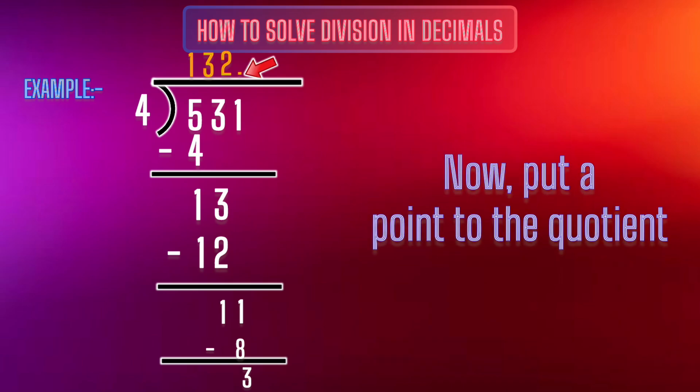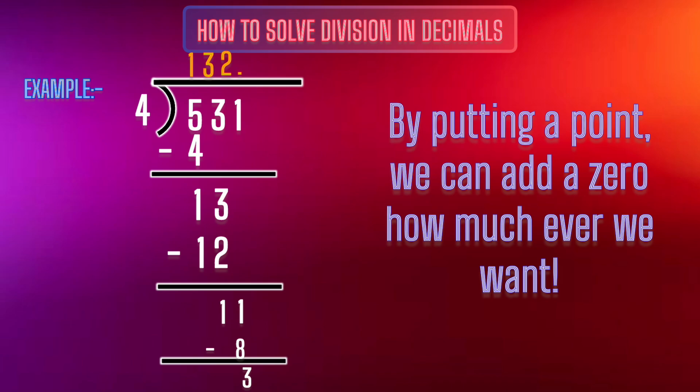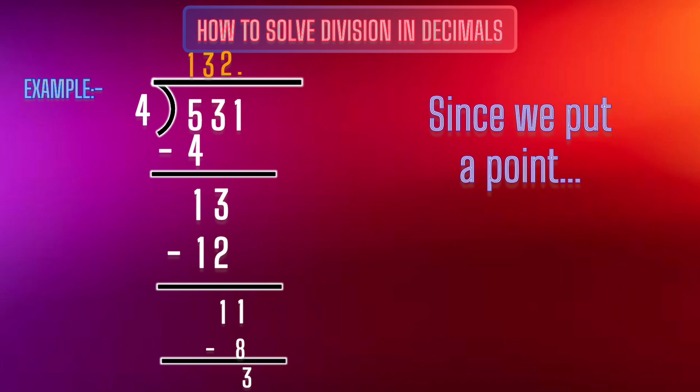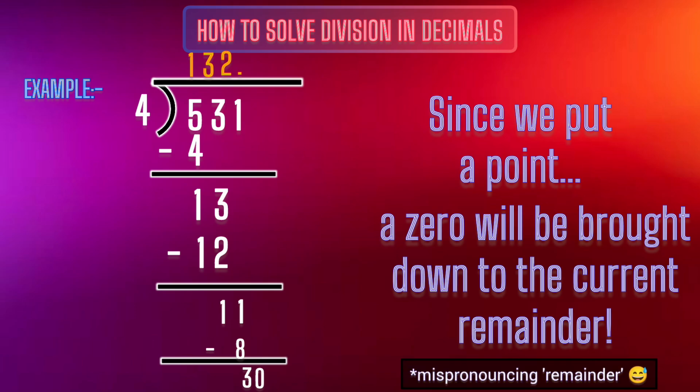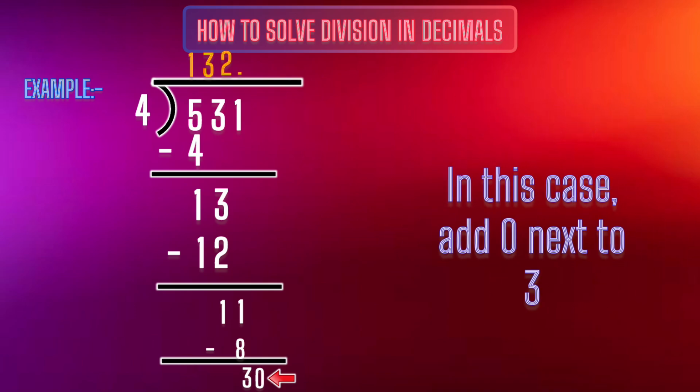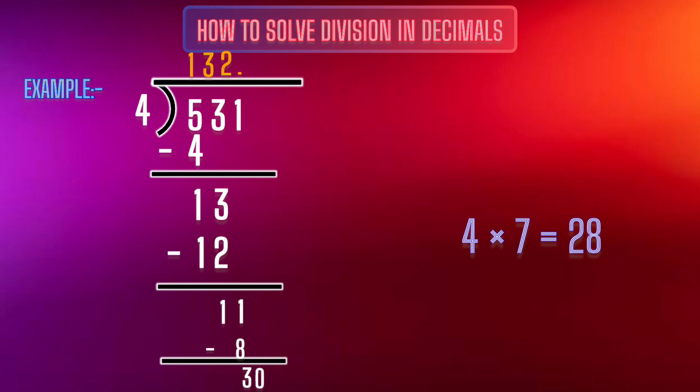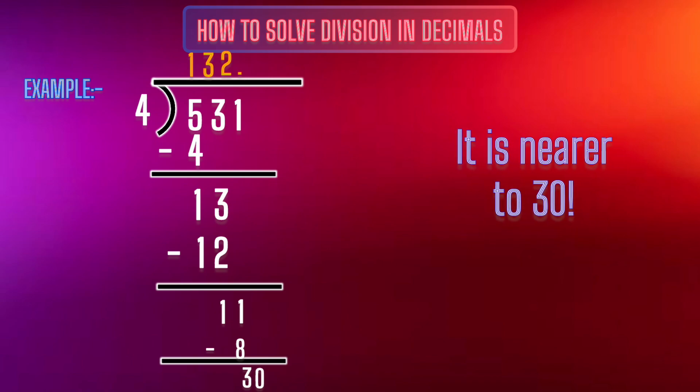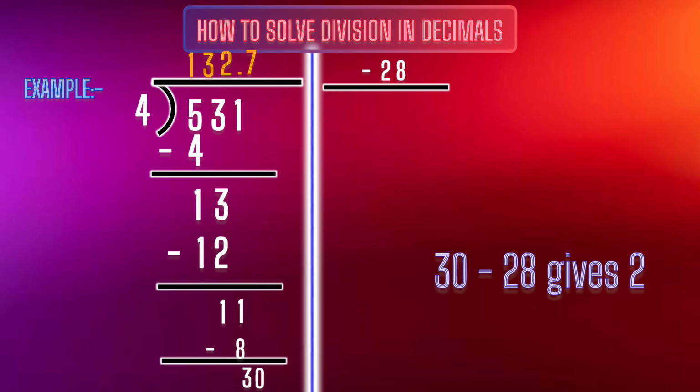Now put a point in the quotient like this. By putting the point, we can add a 0 however many times we want. Since we put a point, a 0 will be brought down to the current remainder. In this case, add 0 next to 3, it becomes 30. 4 into 7 is equal to 28. It is nearer to 30. So put 7 in the quotient and 30 minus 28 gives 2.